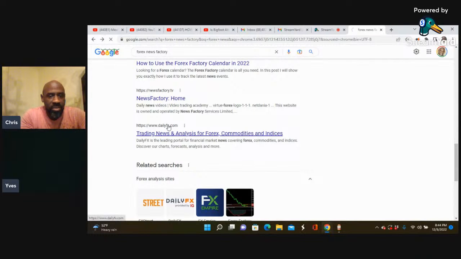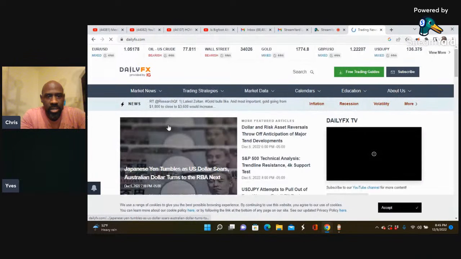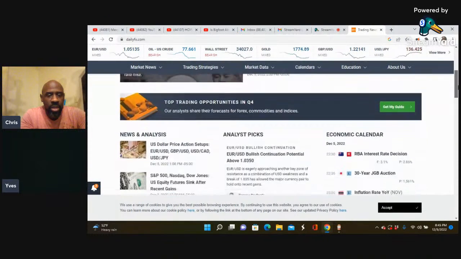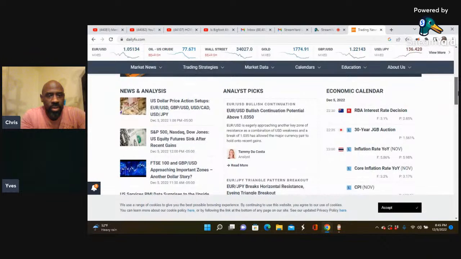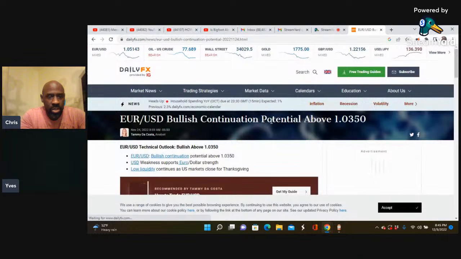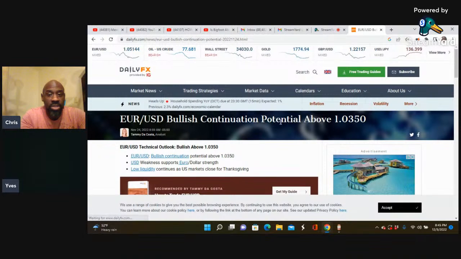Daily FX. Let me see. These are the news channels. Yeah. Let me see. Now look at this. Look at this. Bullish. You see it? Continuation potential above 1.0350, right?